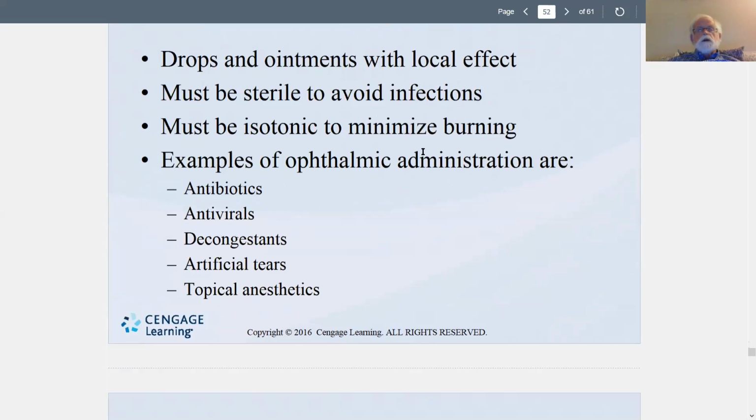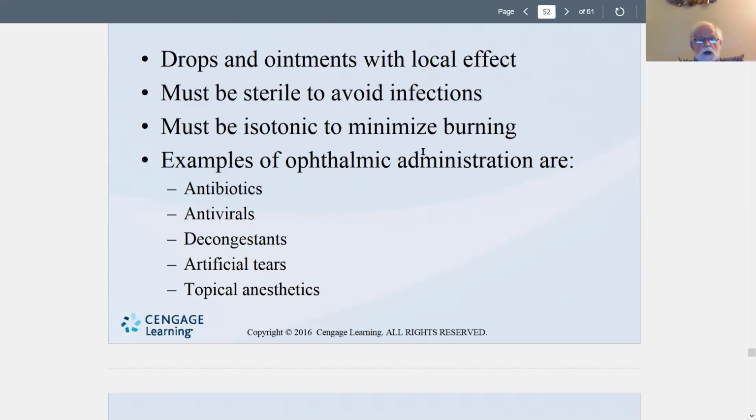Now, drugs can be put in through other places, the eyes, the ears, the nose, etc. We can put things into the eye. These things are always sterile. We say that they're isotonic, which means that it has a concentration of dissolved materials, salts and proteins and other things that mimics the fluid that would normally be in the eye. So isotonicity minimizes irritation, which we interpret as burning to our eyes.